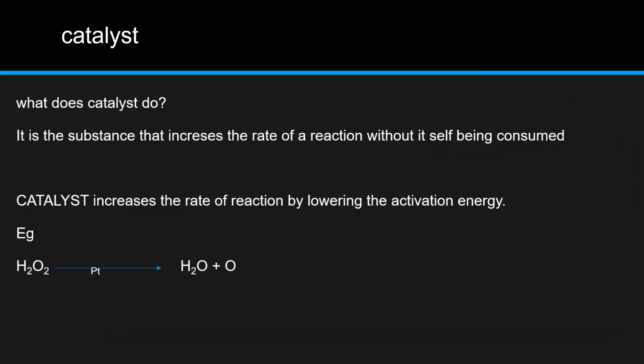Let's begin with the catalyst. What does a catalyst do? It is a substance that increases the rate of reaction without itself being consumed. Meaning, the amount of catalyst you used before the reaction will be the same after the reaction. The amount won't be decreased. Now this is an example of a catalyst reaction. Here platinum is a catalyst, and this reduces to water and oxygen.